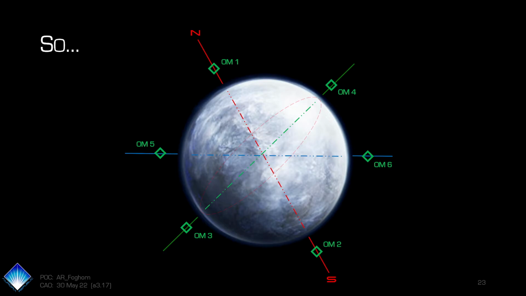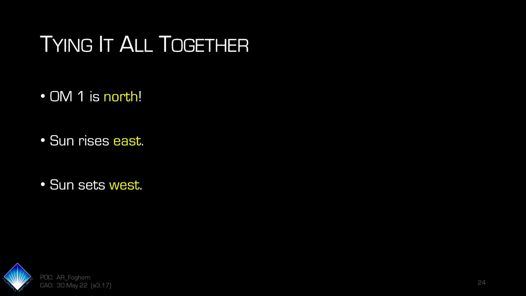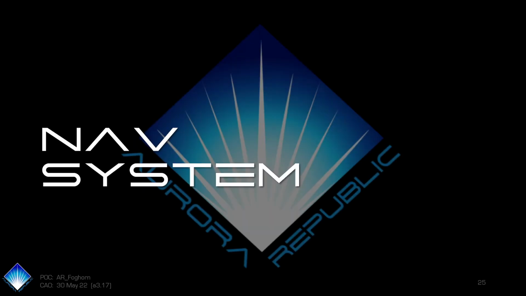Therefore, this is what the moon Lyria would look like. So remember, OM1 is north, and the sun always rises in the east. Now that we have all the conceptual constructs, let's dive into the practical use of the navigation systems in the spacecraft we fly.